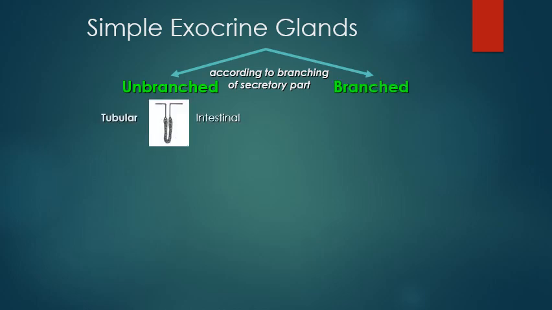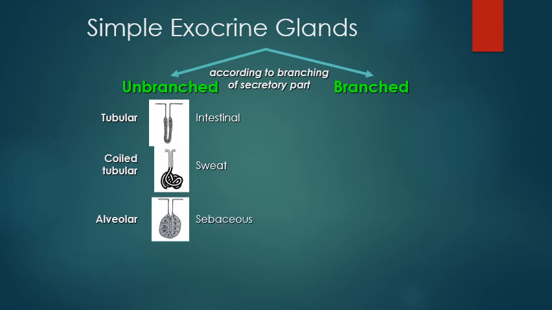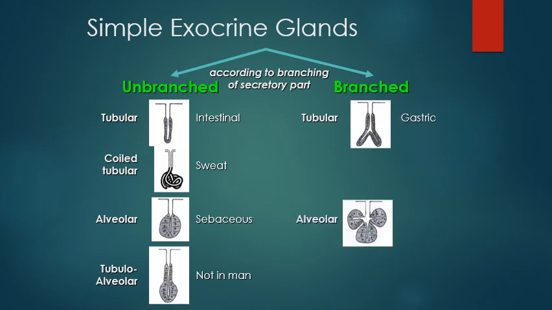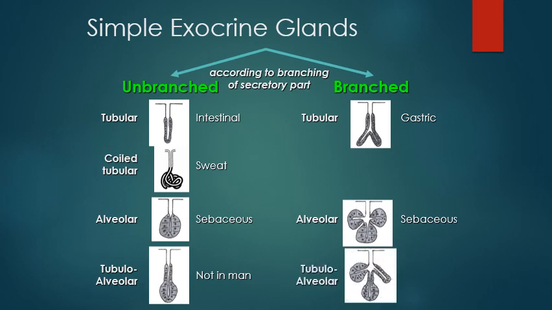This is simple tubular as present in the small intestine, simple coiled tubular as present in the sweat gland, simple alveolar as present in the sebaceous gland. Simple tubulo-alveolar is not present in humans. Branched tubular as in the small intestine, simple branched tubular as in the fundus of the stomach, branched alveolar as in the sebaceous gland. Branched tubulo-alveolar as in the labial glands.